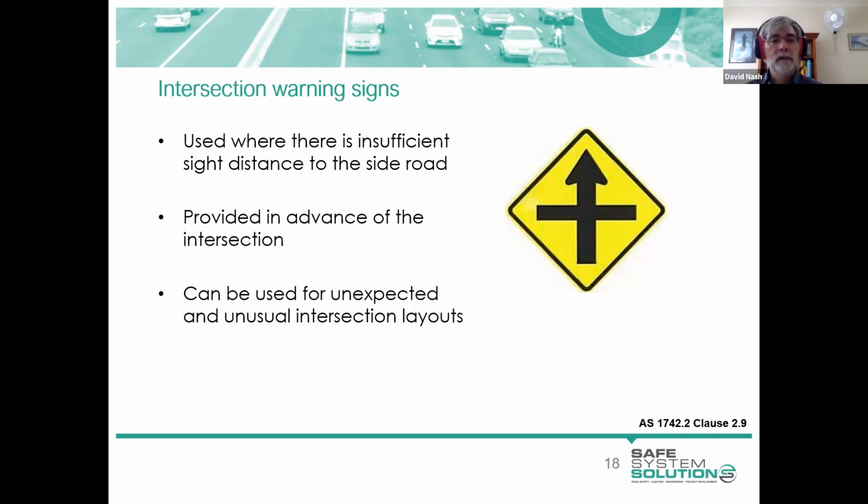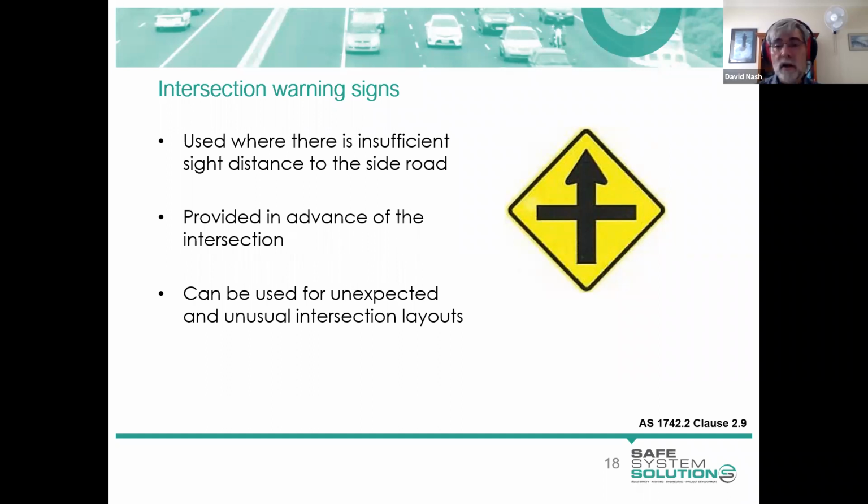Okay, now let's get into intersection warning signs, and they should be used where there's insufficient sight distance to the side road or to the intersection itself, and they're provided in advance of the intersection, not right at the intersection itself, or if there's any unexpected or unusual intersection layouts.